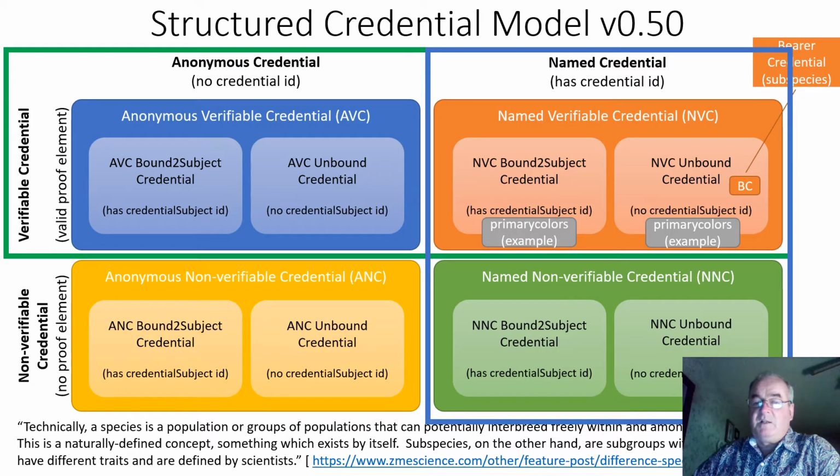Similar but different, there are NVC bound to subject credentials. They have a Credential ID, and the Credential ID has a value, an identity that is associated with some sort of subject. And we'll talk about those in a little more detail. There's an interesting definition of species, and I talk about these being different species of structured credentials. Feel free to pause the video and read that definition.